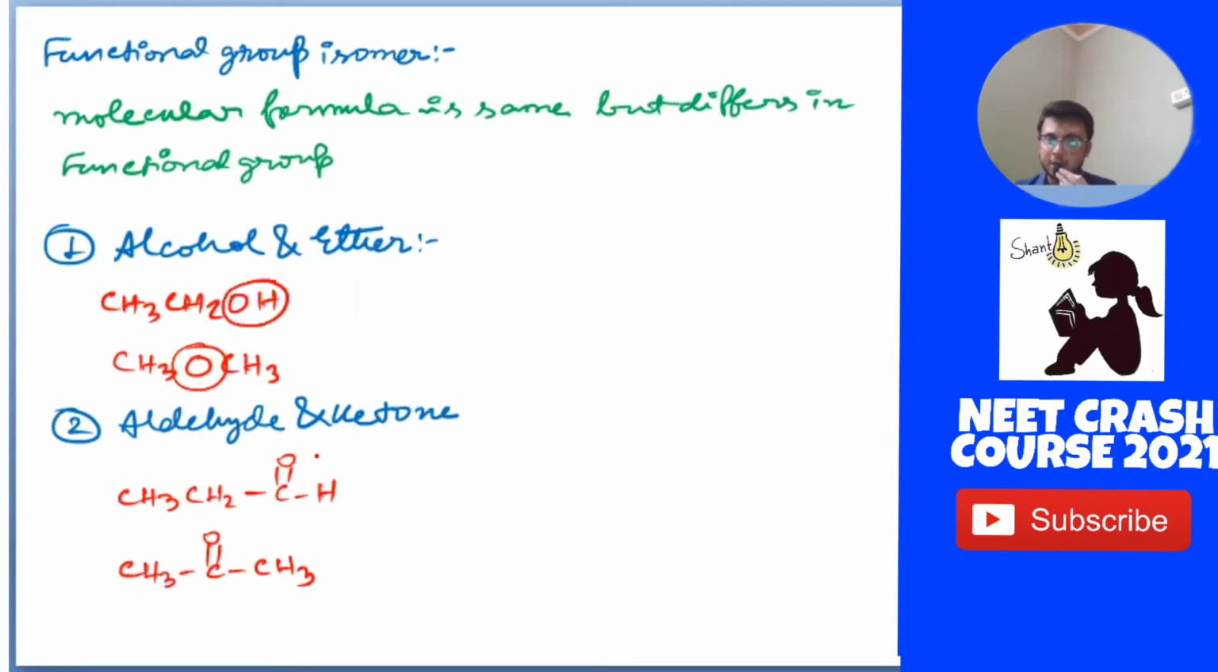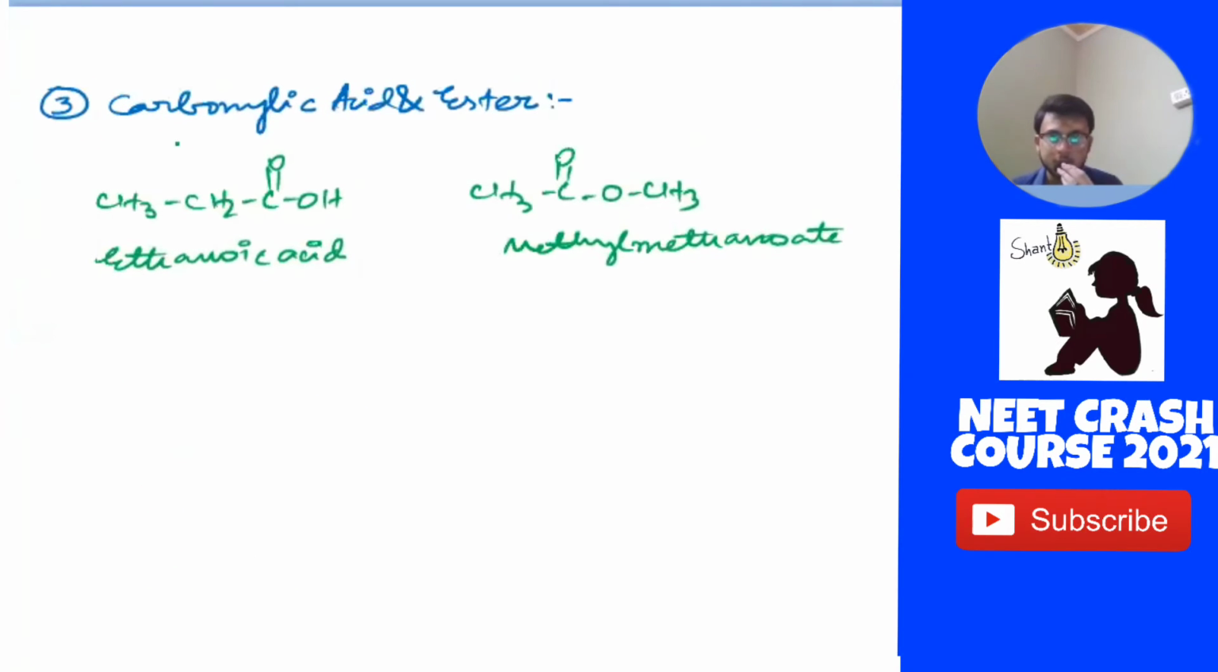And next is our aldehyde and ketone. As you can see, in the first case there is aldehyde group, in the second case there is ketone group, but they have the same molecular formula, right? So aldehyde and ketone also show functional group isomerism. Next is carboxylic acid and ester. Okay, so as you can see, this group is a carboxylic acid group, C double bond OH, right? But see this group, that is C double bond OR. So it is an ester group. So ethanoic acid and methyl methanoate are functional group isomers, right?